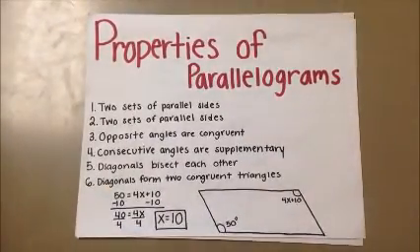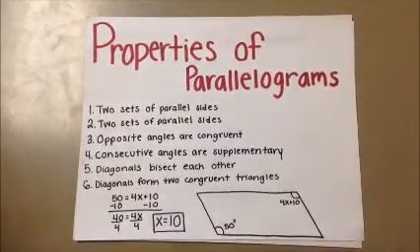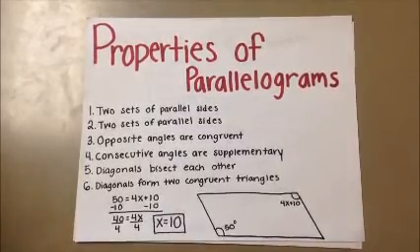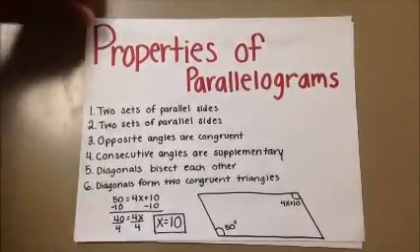Properties of parallelograms. They have two sets of parallel sides, opposite angles are congruent, consecutive angles are supplementary, diagonals bisect each other, and diagonals form two congruent triangles.